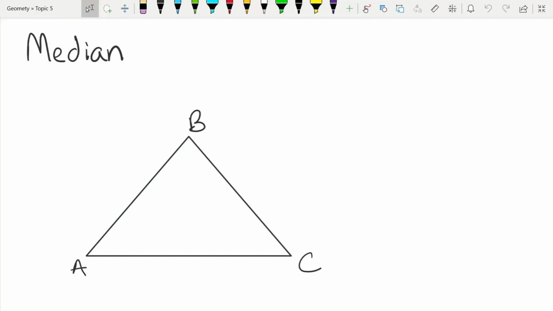In today's video, we're going to be talking about a topic in geometry known as the median. What is a median and what does it have to do with a triangle? Okay, so let's go ahead and get started.